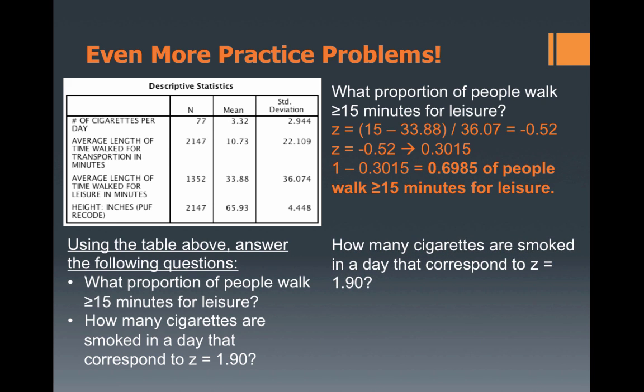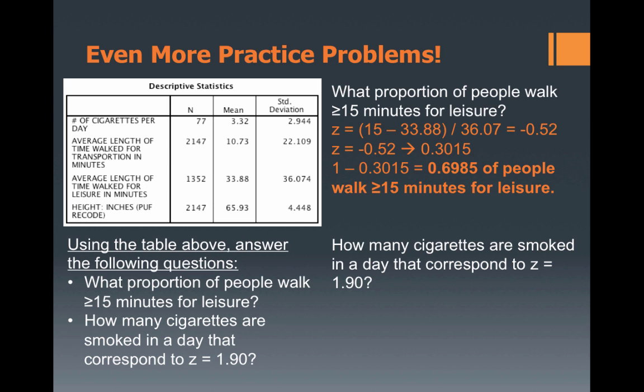What about the second question? How many cigarettes are smoked in a day that correspond to a z-score of 1.90? This is a little tricky. So we are given the z-score already. I want to know how many cigarettes are smoked. So if we look at our z-score formula, what term are we looking for? We're looking for the individual score.